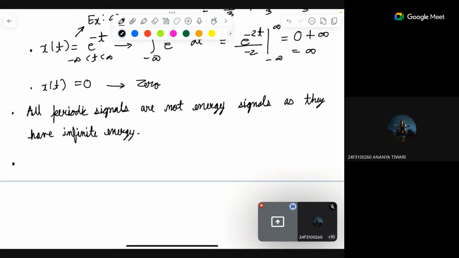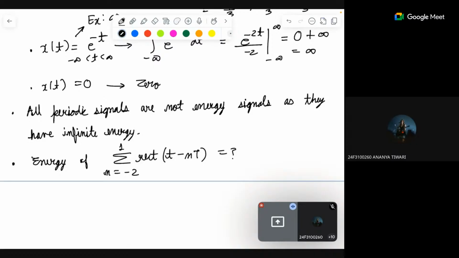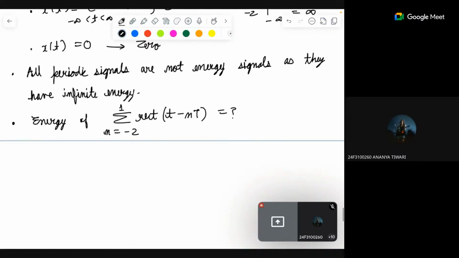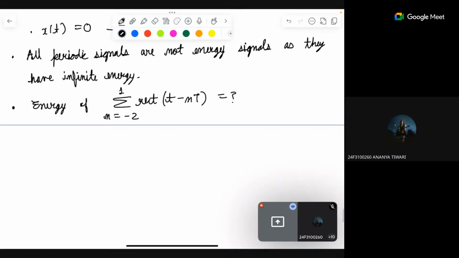Okay, now let us calculate the energy of the following signal: sigma n equals minus 2 to 1 of rect(t minus nT). Here n is from minus 2 to 1, not from minus infinity to infinity, so we will get finite energy. So how will this signal look? Let me quickly draw it.